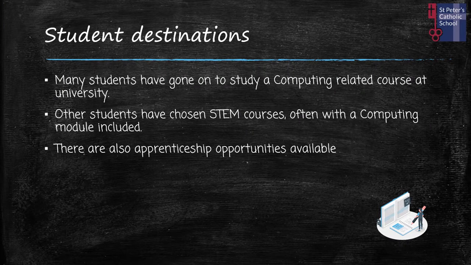Many of our students have gone on to top universities in the UK to study a computing related degree course. For the last 2 years, students have secured places at Imperial College London, Southampton and Bristol, to name a few. Other students have gone on to study STEM-related subjects such as engineering. For those who are not sure that university is right for them, there are many organisations that offer a computing-related apprenticeship.